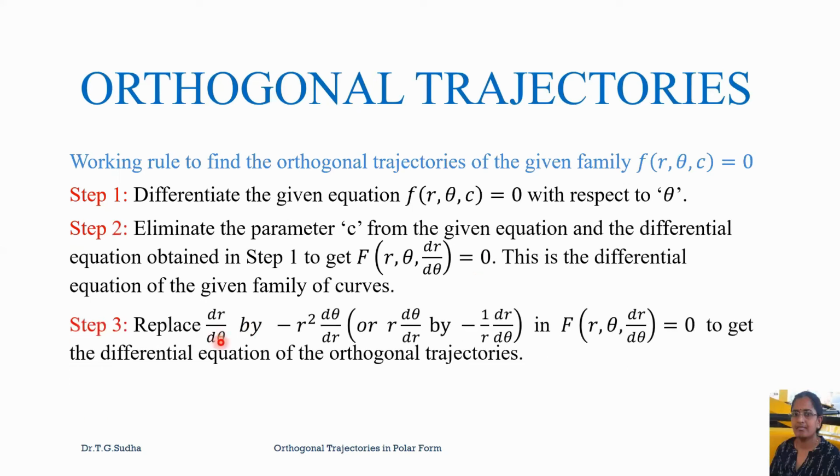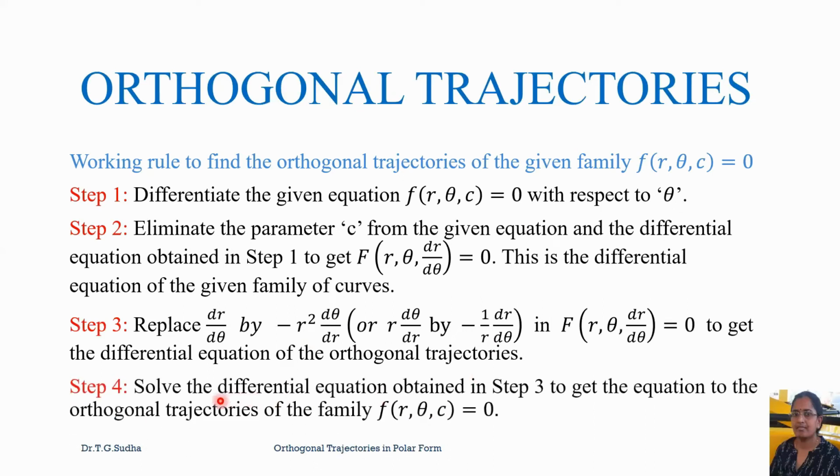In the next step, we replace dr/d theta by minus r square into d theta/dr, or r d theta/dr is replaced by minus 1 by r into dr/d theta, in the equation obtained in step 2, that is f of (r, theta, dr/d theta) equal to 0, to get the differential equation of the orthogonal trajectories. In the next step, we solve the differential equation obtained in step 3 to get the equation of the orthogonal trajectories of the family f of (r, theta, c) equal to 0.